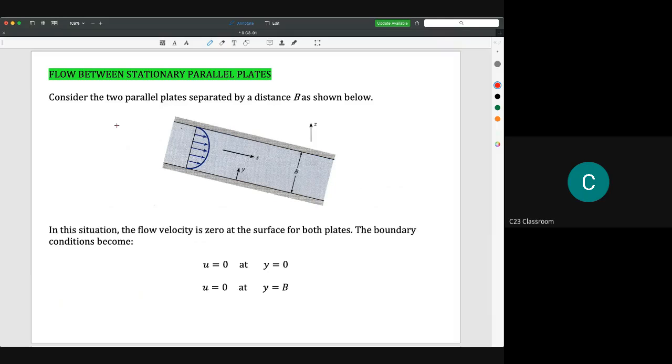I think you already know how to draw the velocity distribution. Because we have the no-slip condition here, the molecules stick very hard to the surface, so the velocity will become like this. And in this situation, we could assume that at the center point here, the velocity is the maximum.